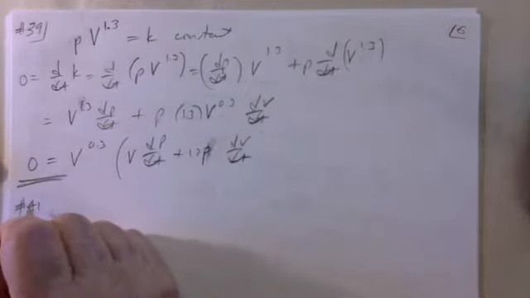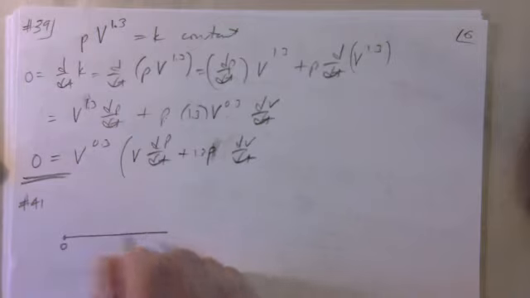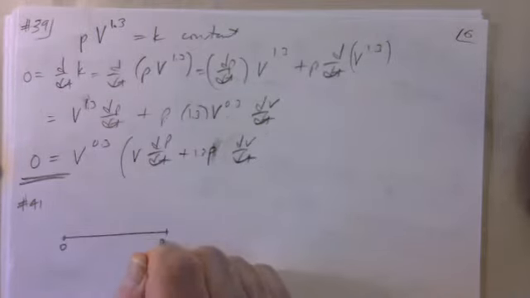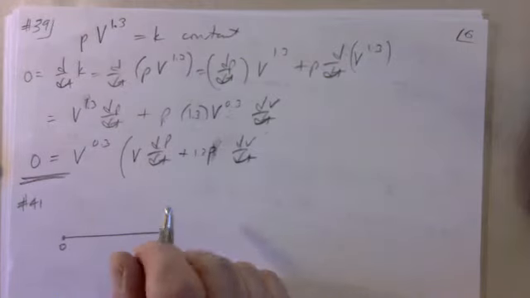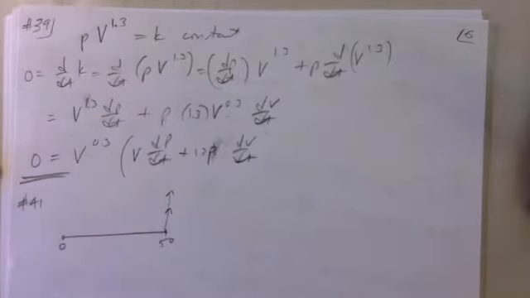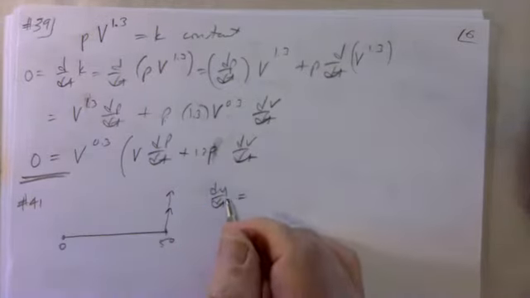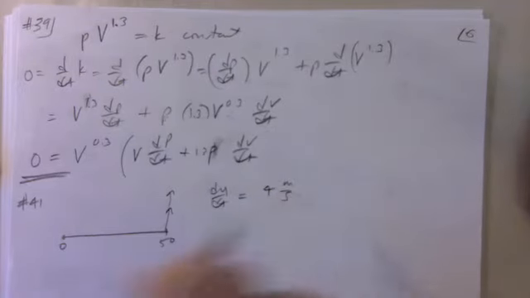The last problem in this set is number 41, which has to do with the angle of elevation. So here we are on the ground, and you, the observer, are right here at point 0, and 50 meters away, a balloon is set loose to go up into the air. And so the height of the balloon, dy/dt, we're told is 4 meters per second.